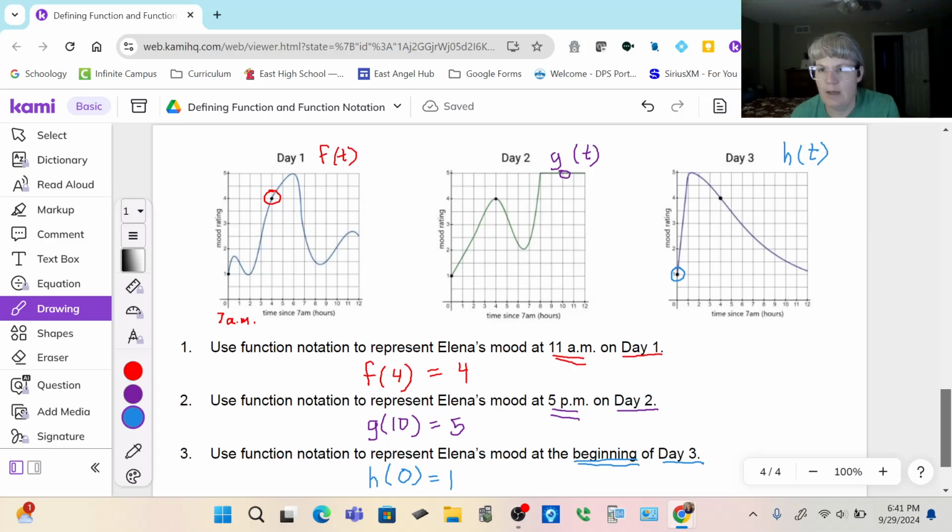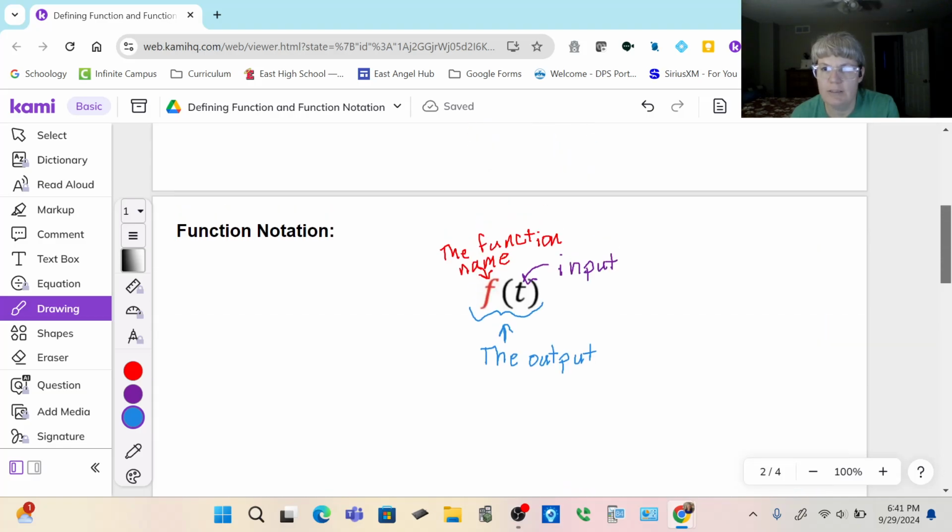I want to go back a couple of slides here because I forgot to mention that I read this notation as f of t. I don't want you to confuse it with operations where if you have two variables and you have parentheses around one, that it becomes multiplication. Function notation is not an operation. We are not multiplying, we're not adding, we're not doing subtraction or division.